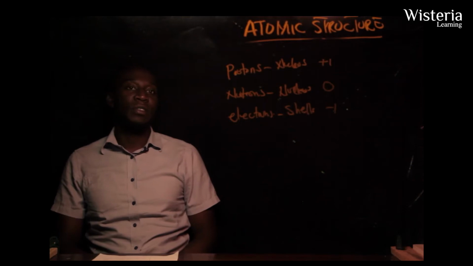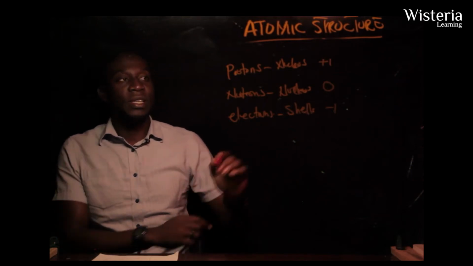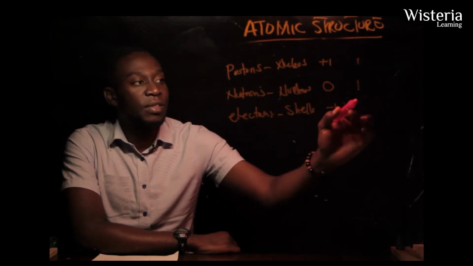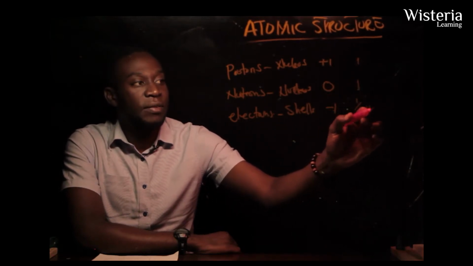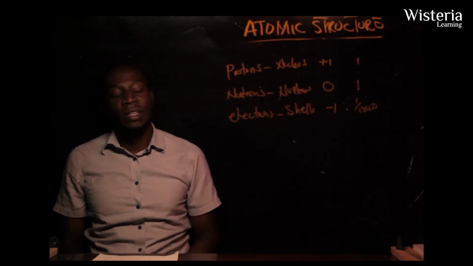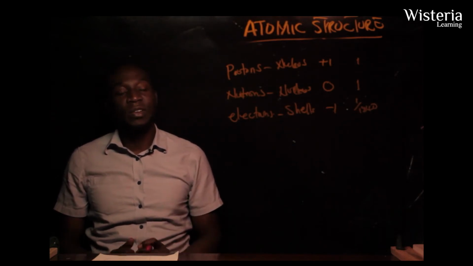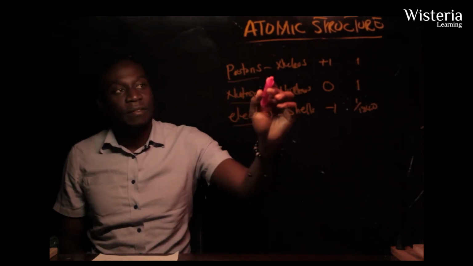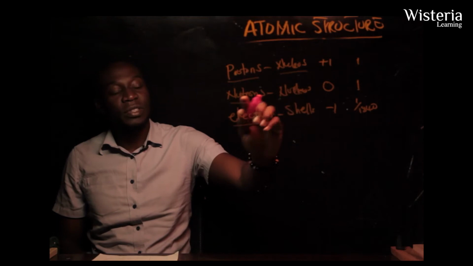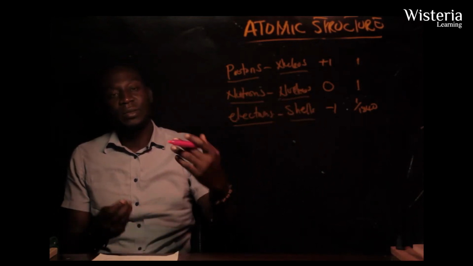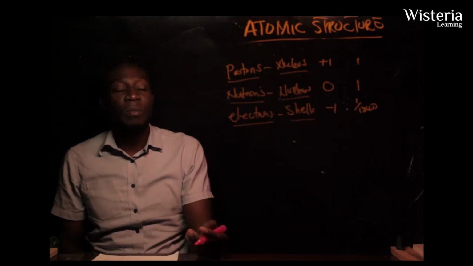Then these also have masses. The protons have a mass of 1. The neutrons have a mass of 1. The electrons have a mass of 1 over 1840. So these are the masses of the subatomic particles that are found in the nucleus and in the shells of an atom. An atom contains protons, neutrons, and electrons. The protons are found in the nucleus, the neutrons are found in the nucleus, and the electrons are found in the shells. The shells you can call energy levels or orbitals.